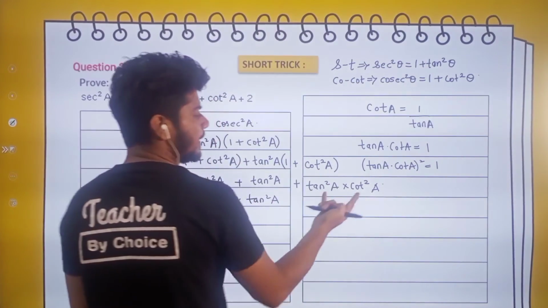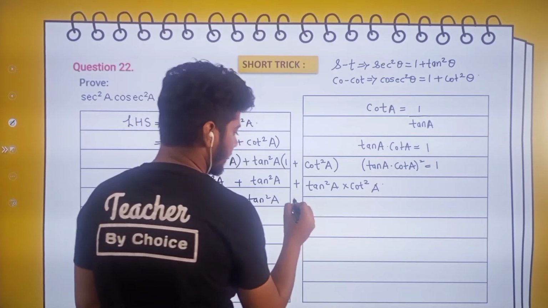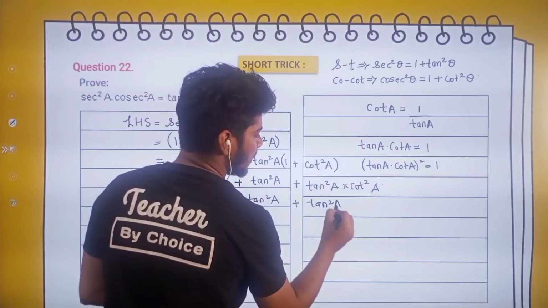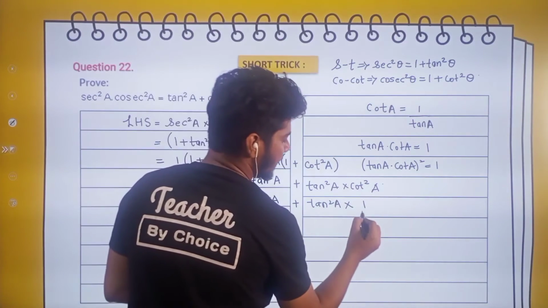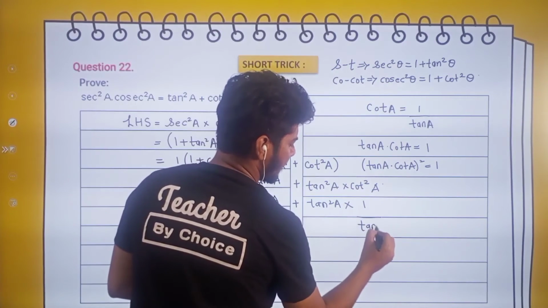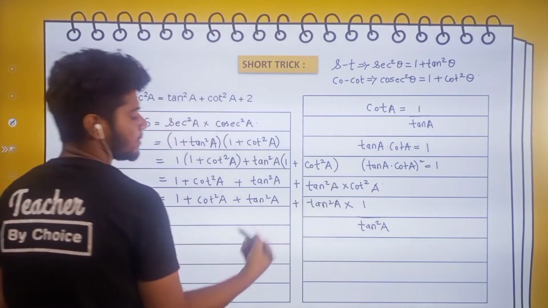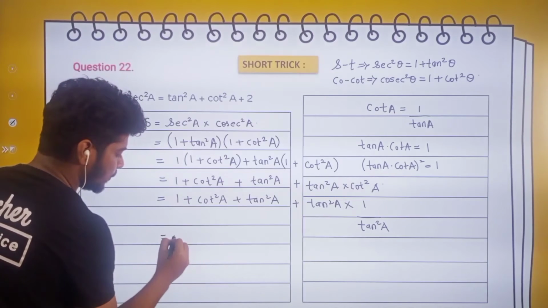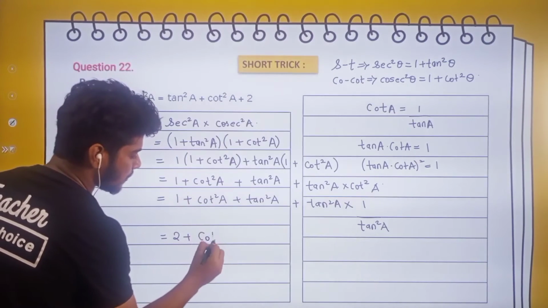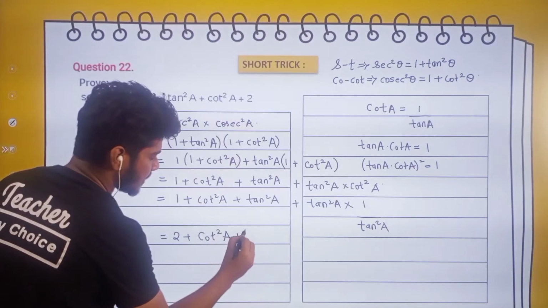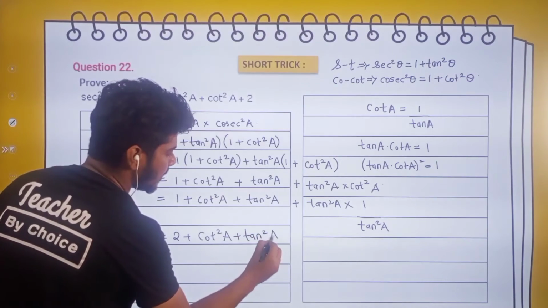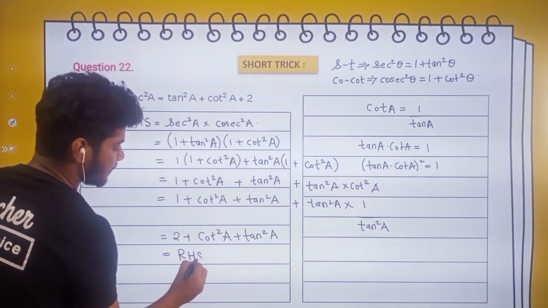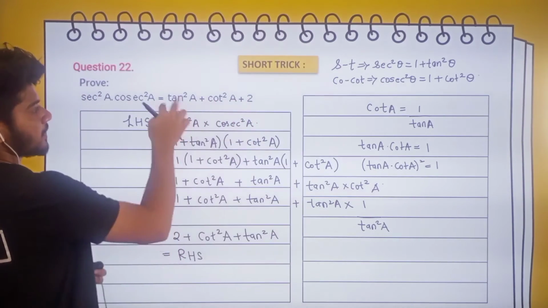If you don't remember, still you can do that. I will tell you how. See here, keep plus tan square A as it is. Convert cot square A as 1 by tan square A. Tan square A cancels. You are left with only 1. That one and this one will become 2. So 2 plus cot square A plus tan square A, which is equal to your RHS. Okay, this is your RHS. See here, 2 plus cot square A plus tan square A.